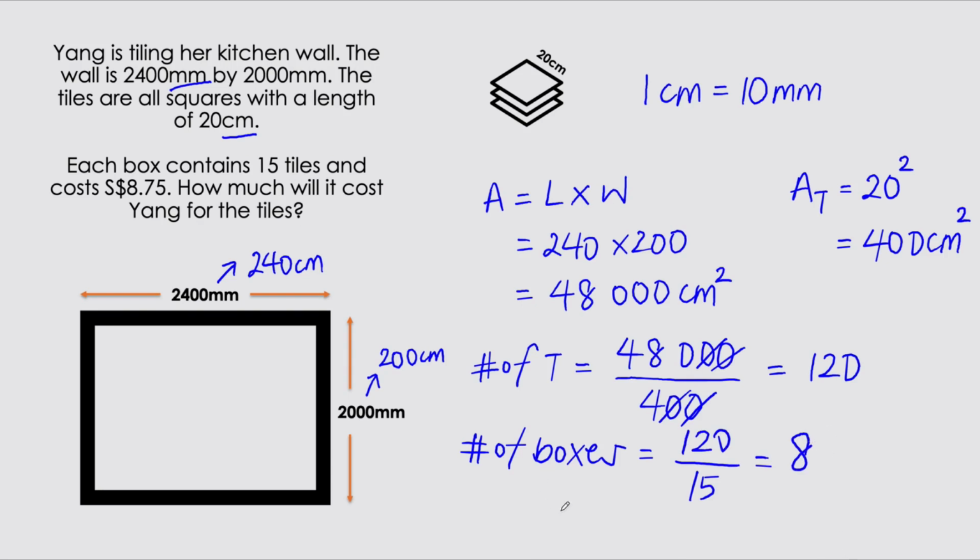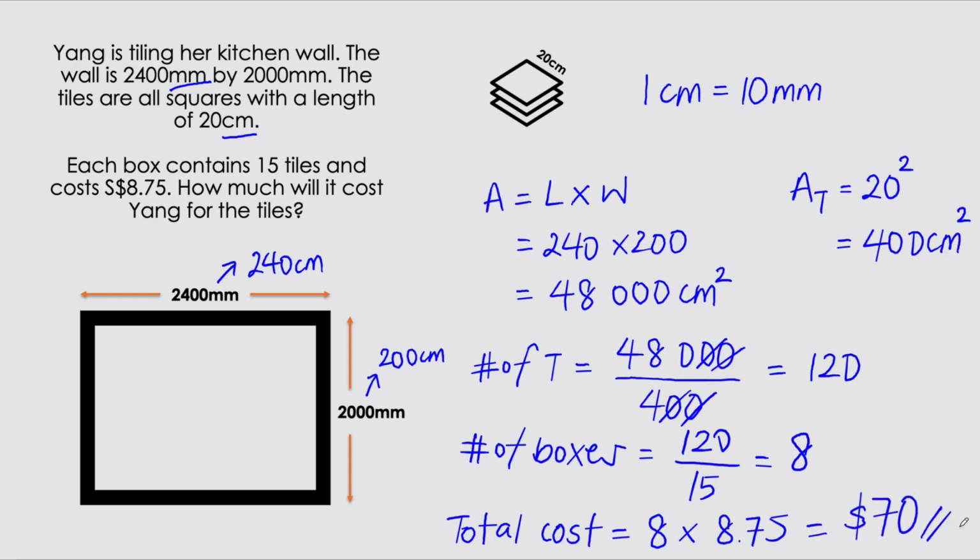Okay? Now, we know that each box costs $8.75, correct? So now we're going to find the total cost. Total cost would be 8 boxes times $8.75. Okay? And that would give us $70. And that will be the answer.